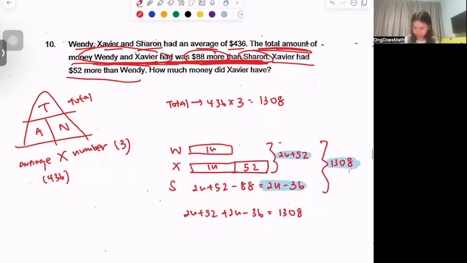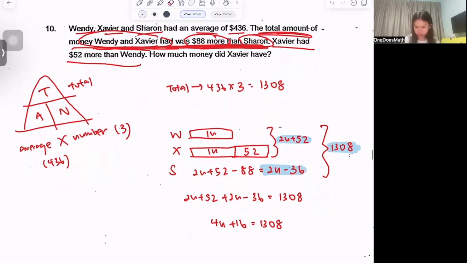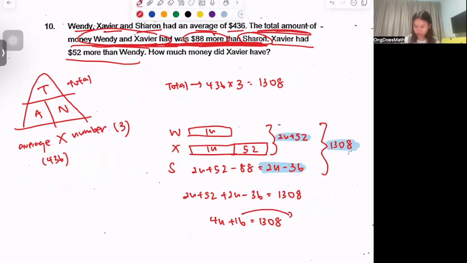So all the units you can plus together. So 4 units, 52 minus 36. That should give you 16. 4 units plus 16 give you 1308. So now we want all the units on one side and all the constant on the other side, right? So we try to shift the 16 over. So since here is plus, when you shift it over, sign becomes opposite. So it will just be 4 units equals to 1308 minus 16.